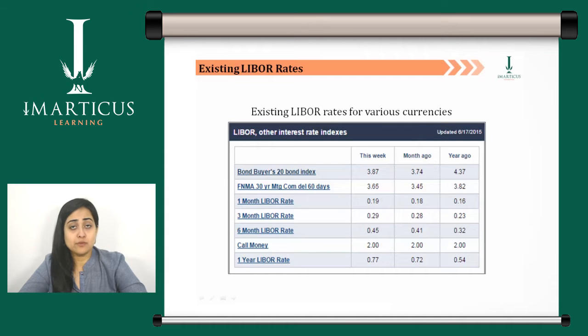The bond buyer 20 bond index is a barometer for yields on tax-free bonds issued by state government and local municipalities. The Fannie Mae 30-year mortgage commitment for delivery within 60 days helps mortgage lenders determine what rates to charge on 30-year fixed rates that are to be sold to Fannie Mae within the next 60 days. The Libor rates are benchmark interest rates for many adjustable rate mortgages, business loans and financial instruments traded on global financial markets.